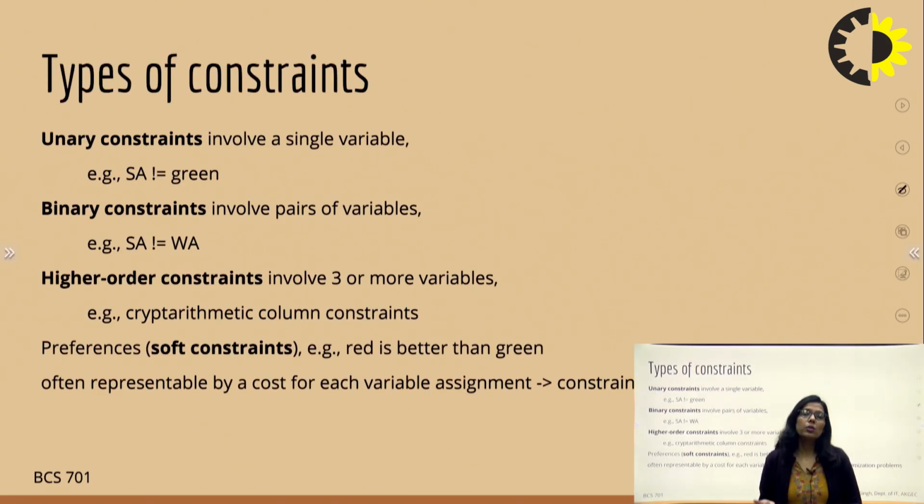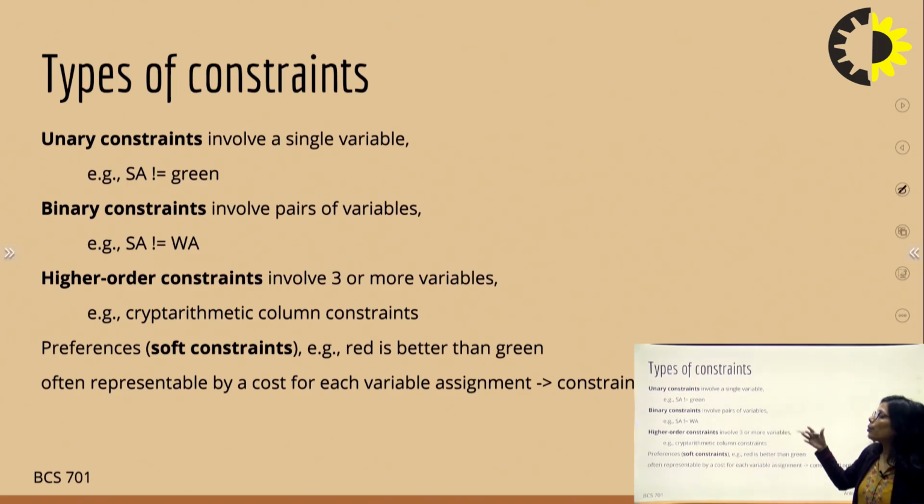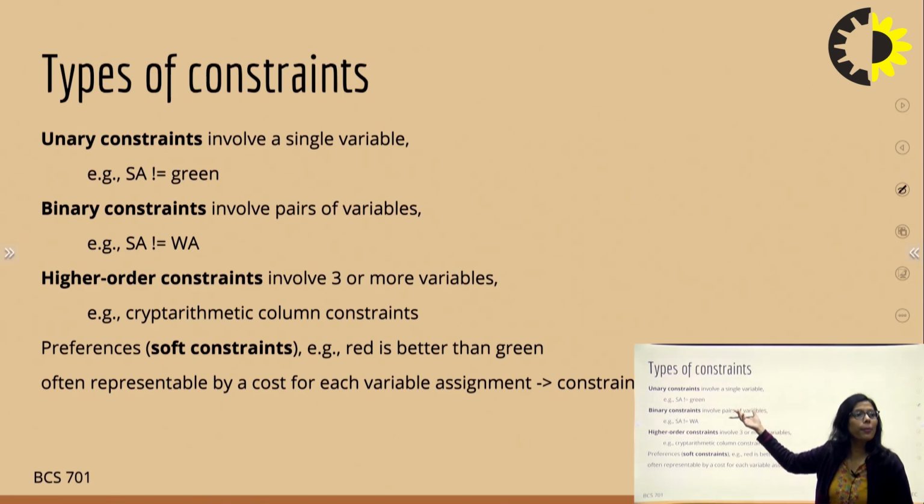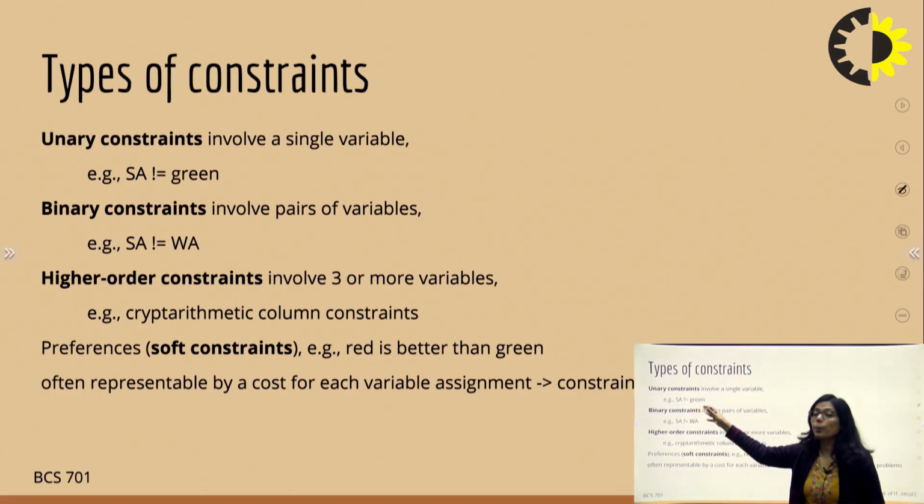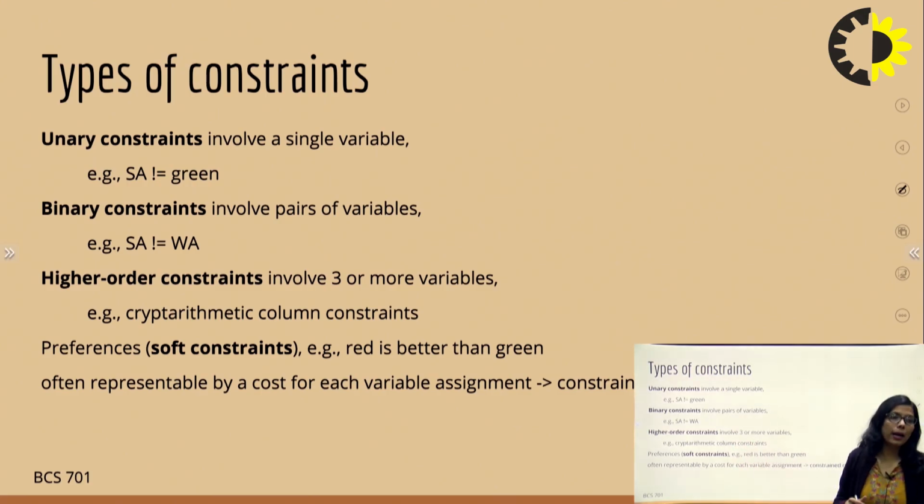Likewise, as we have types of variables, we have types of constraints. It could be a unary constraint, a binary constraint, as well as higher order constraints. A unary constraint involves only a single variable. A binary constraint involves a pair of variables, and a higher order constraint involves more than 2 variables. A unary constraint says South America cannot be green. A binary constraint says the colors of these two states won't be the same, whereas a higher order constraint example is the cryptarithmetic problems that we will discuss later on.